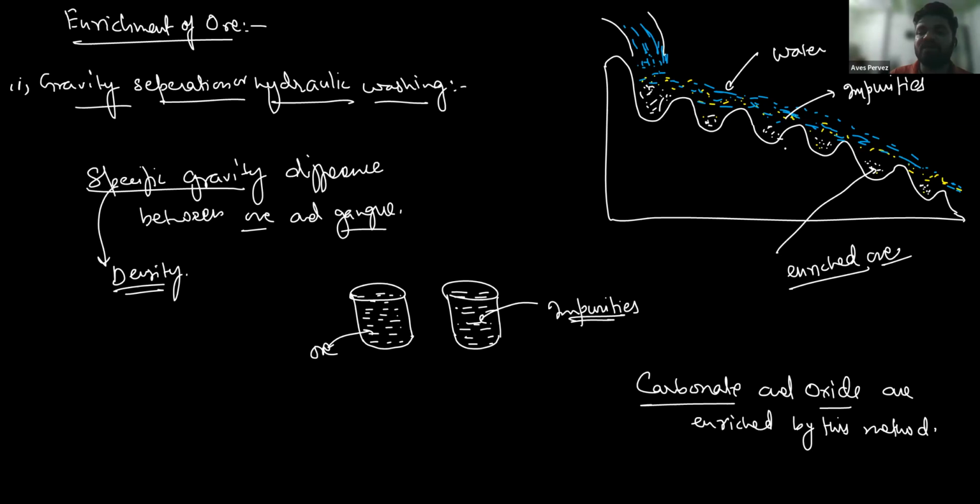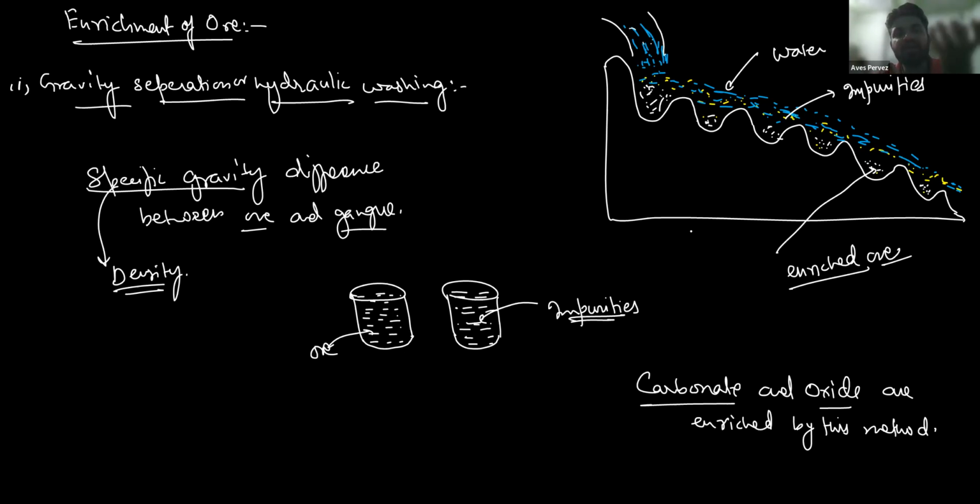This has a pit inside it, and we put the ore along with the gangue, the impure ore consisting of some soil particles or sand, and we pass a water stream over it. This works on the principle of specific gravity difference. What is specific gravity difference here? It means the difference in density of the ore and the impurities inside it, the silicate that is present.